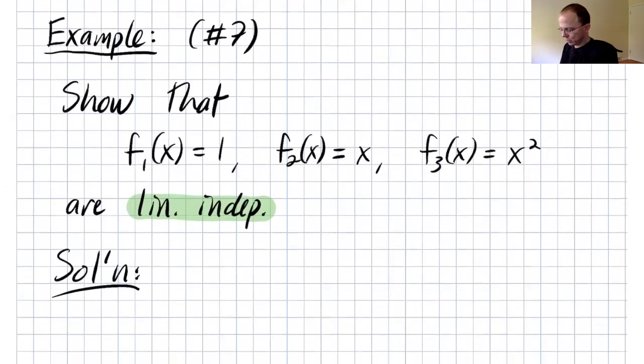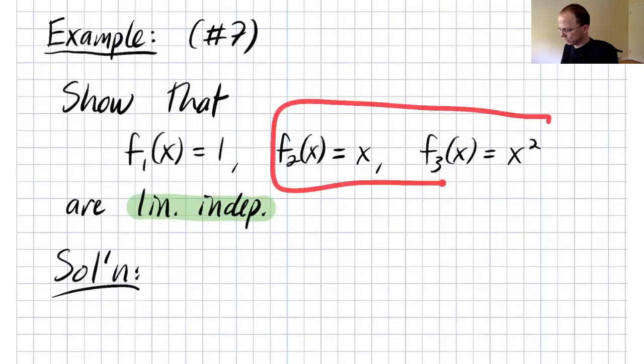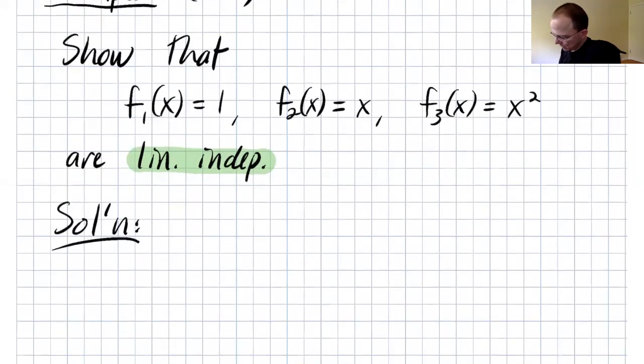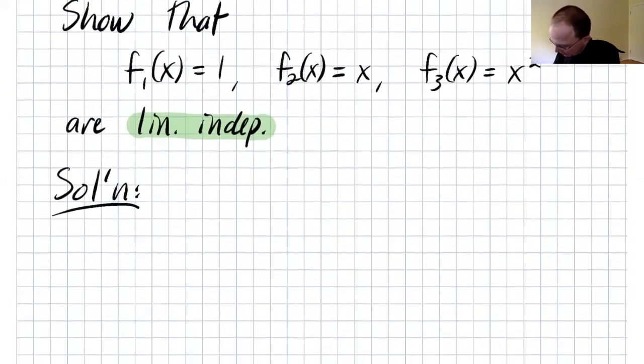Okay, so this is going to generalize nicely what we saw above. So above, we know that these two functions are linearly independent. And what if we add this function in? Are they still linearly independent? The answer is yes. So we're just going to show that these functions are linearly independent using the Wronskian linear independence test. So let's start.